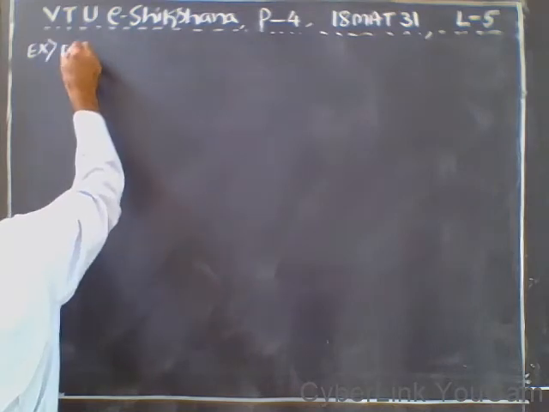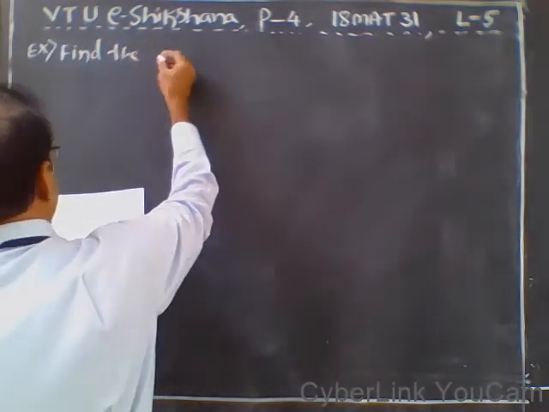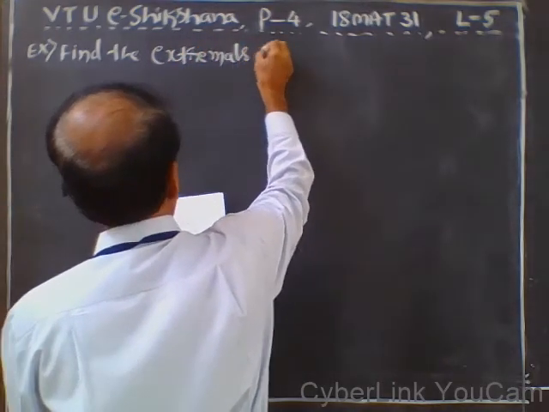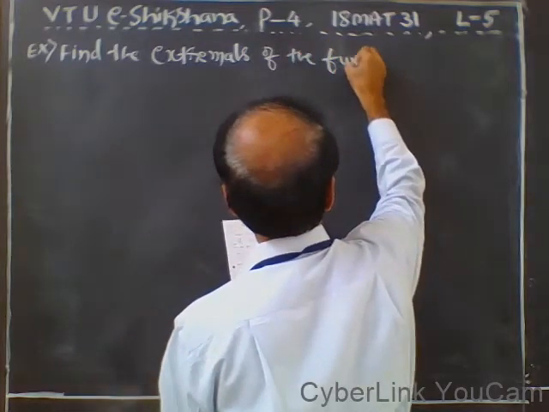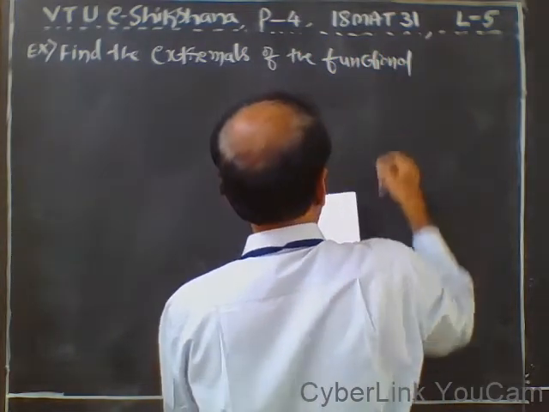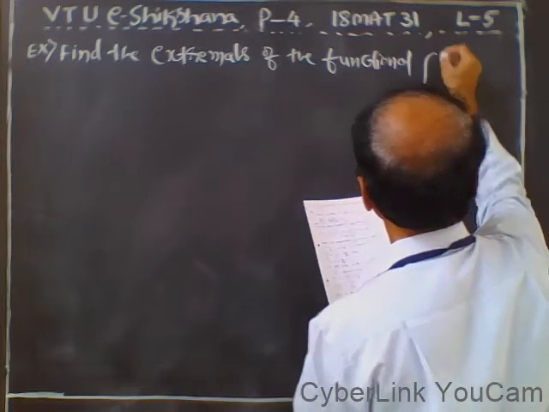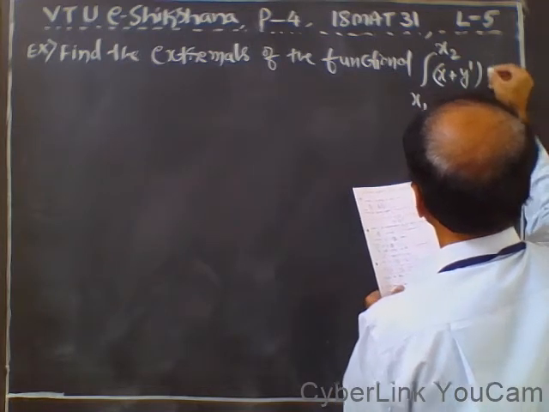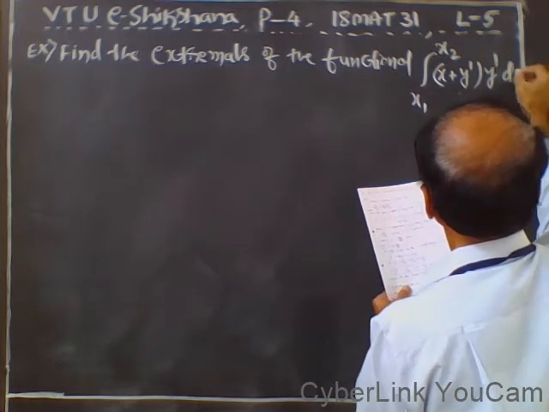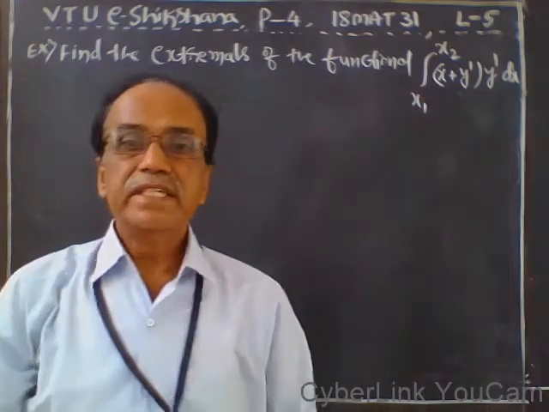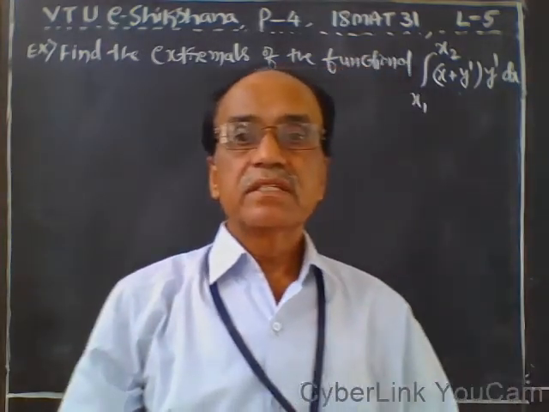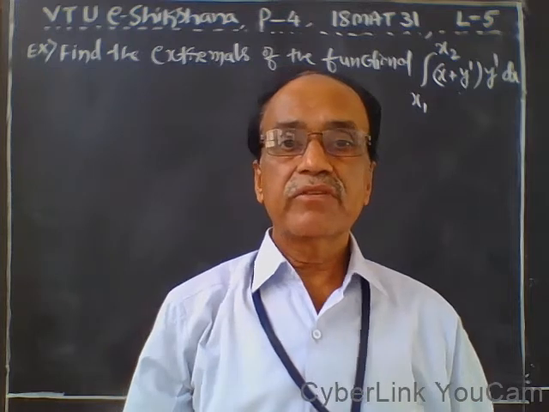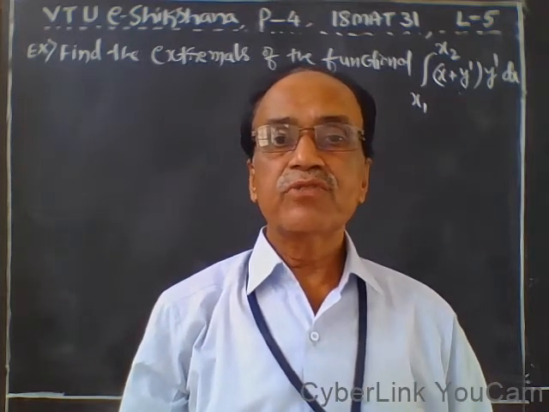Find out extremals of the functional integration x1 to x2 of (x plus y dash) multiplied by y dash, dx. This is an integration. As we know that the function under the integral sign is called functional, then we select that functional with some notation and then we apply the Euler's formula.